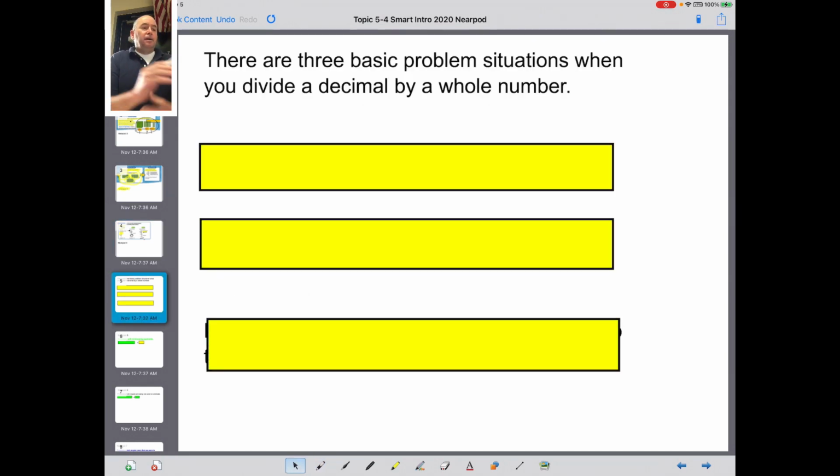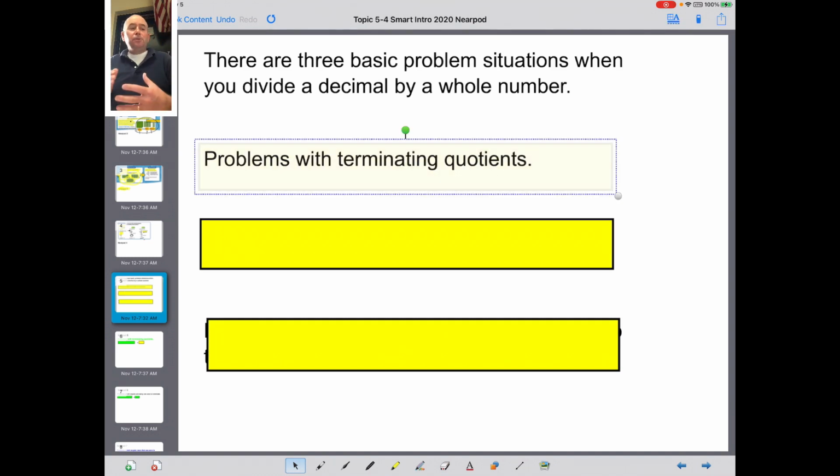All right. So, there are 3 basic problem situations when you divide a decimal by a whole number. What does that mean? Oh, it means there's going to be 3 situations they got to deal with and make sense of. Because this is like math in the real world, huh? And math is everywhere, isn't it? Oh, yeah. So anyways, the first situation is problems with terminating quotients. That's a good situation, isn't it?